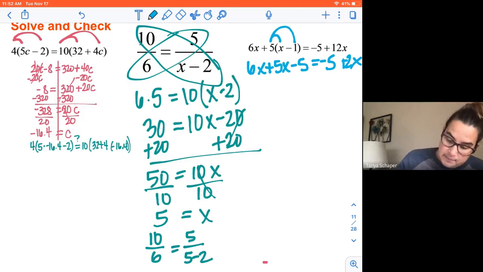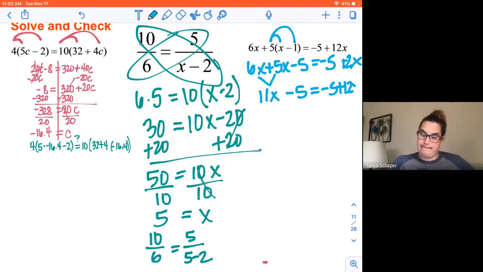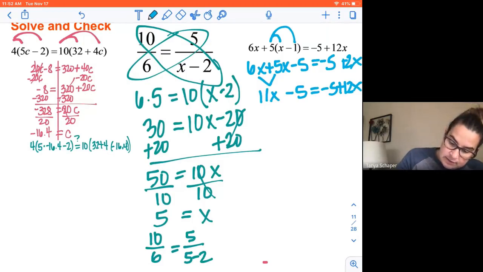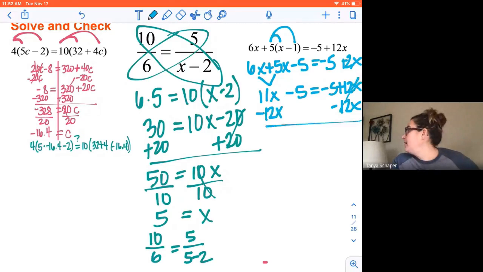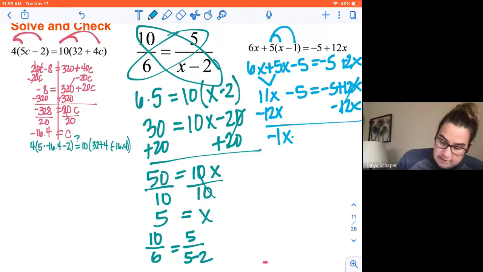Then I need to combine like terms. 11x minus 5 equals negative 5 plus 12x. I want my variables on the left side, so I'm going to subtract 12x from both sides. So 11 minus 12 is negative 1x minus 5 equals negative 5.